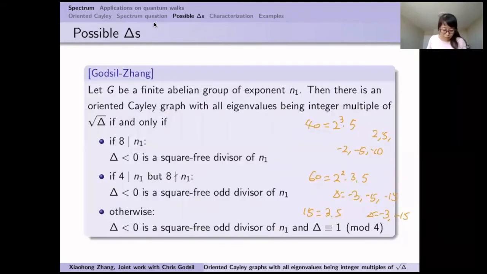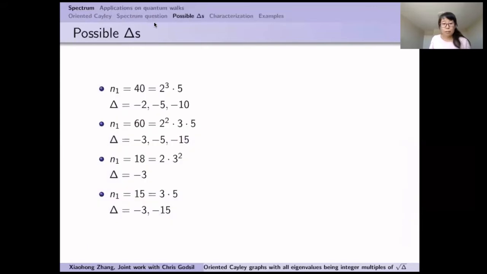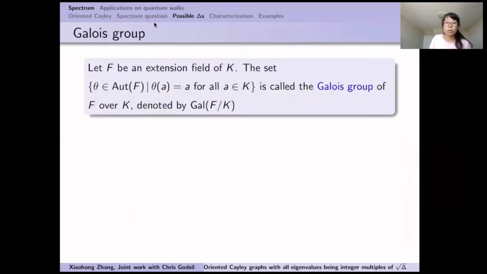Now, for this list, we are only checking some negative deltas. If we take both positive and negative ones for the first two cases and take all the numbers in the third case, it will correspond to some number we will mention later. So to find out what deltas are realizable, we need some Galois theory.